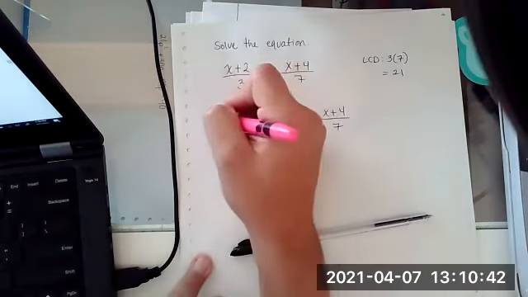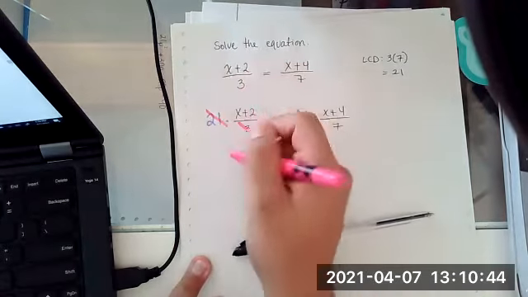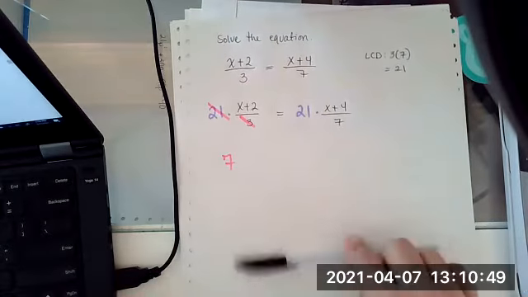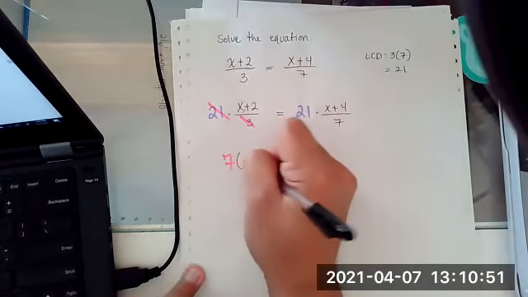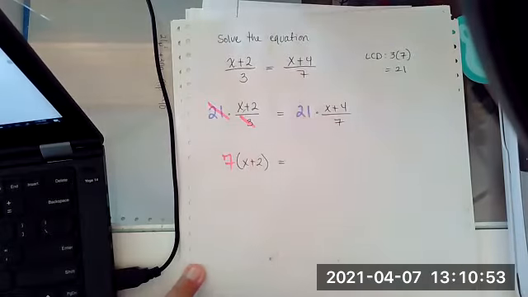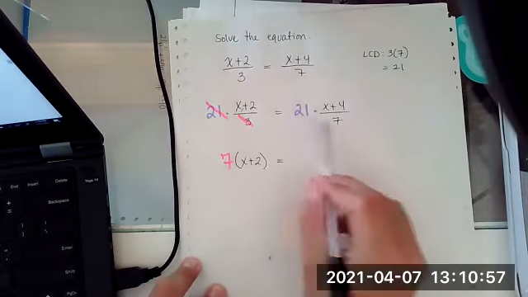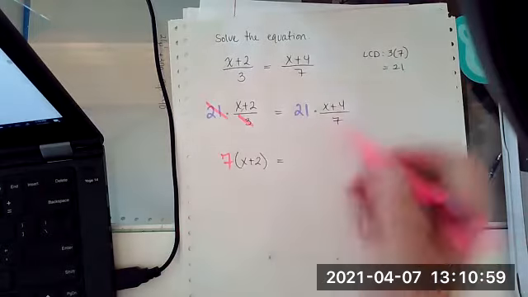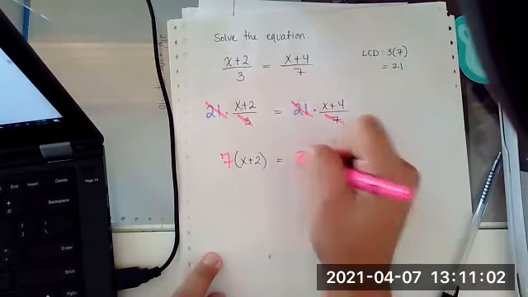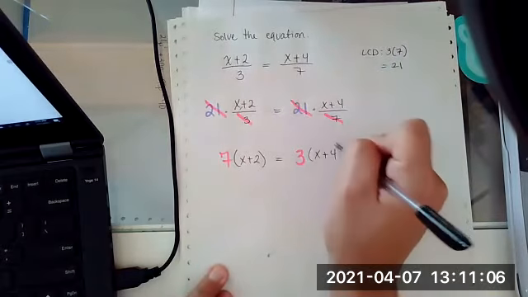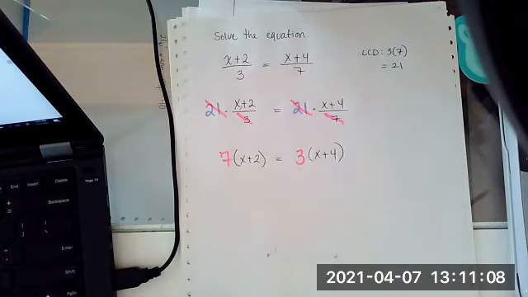So here we can say that this is 21 divided by 3, which leaves you with a 7 times whatever was left over, x plus 2. So you sort of get a partial cancellation. Over here, you're going to have 21 divided by 7. So that will partially cancel out to give you a 3. And then we still have to multiply by x plus 4. But now we have an equation that no longer has fractions. Does anybody have any questions about that part?